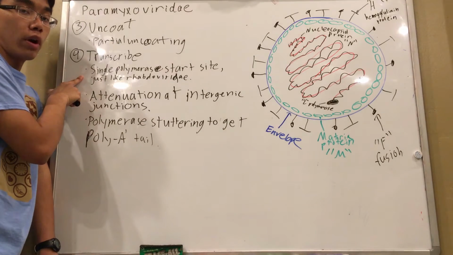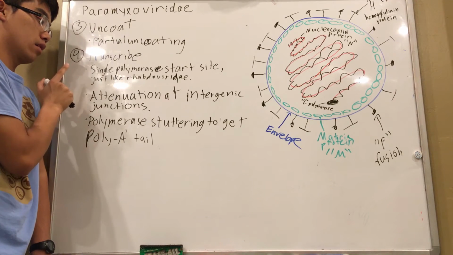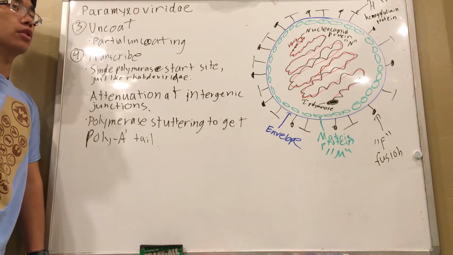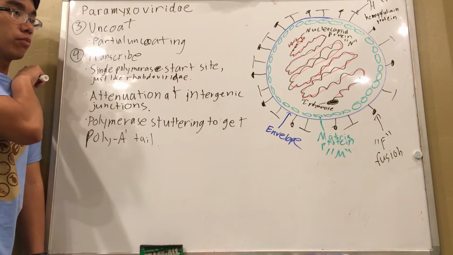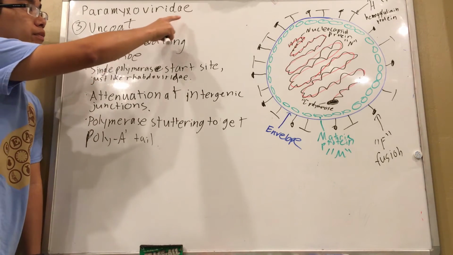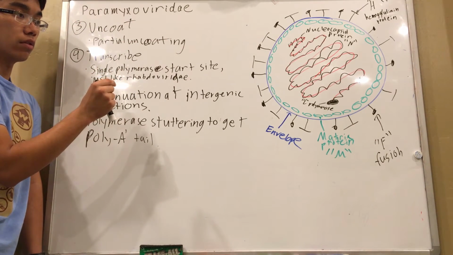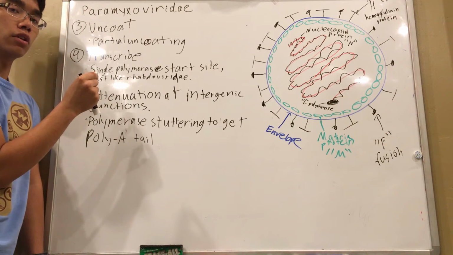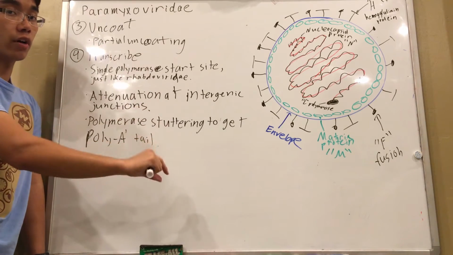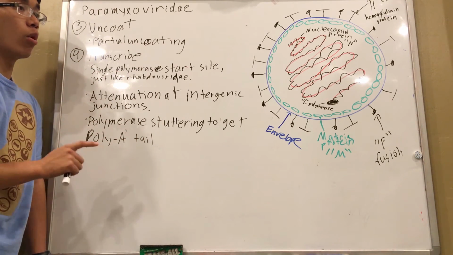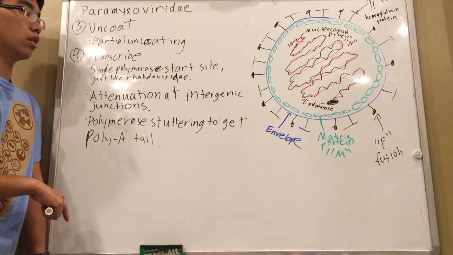So for transcription, there's only one start site for an entire genome, just like Rhabdoviridae. You get attenuation at the gene junction. So this is where, if you recall, it's where the polymerase, separating the 6 genes of Paramyxoviridae, or these tiny, I think it's 3 nucleotide sequences, the polymerase can literally just fall off at those areas, so that you get more mRNA product of the genes that you need most.